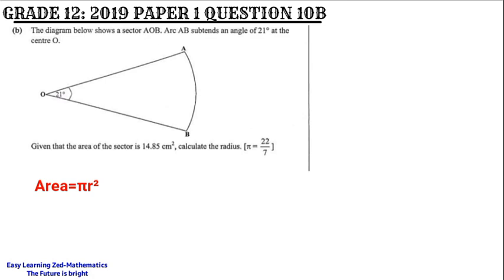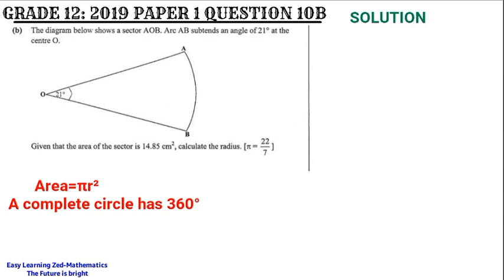The other thing you need to take note of is that a complete circle has 360 degrees. Here we are given a sector of the circle with 21 degrees, and we are asked to calculate the radius. So these two points you need to take note of because they are very important. They will help us to find the radius of this sector of the circle. Now let's go to solving this question.